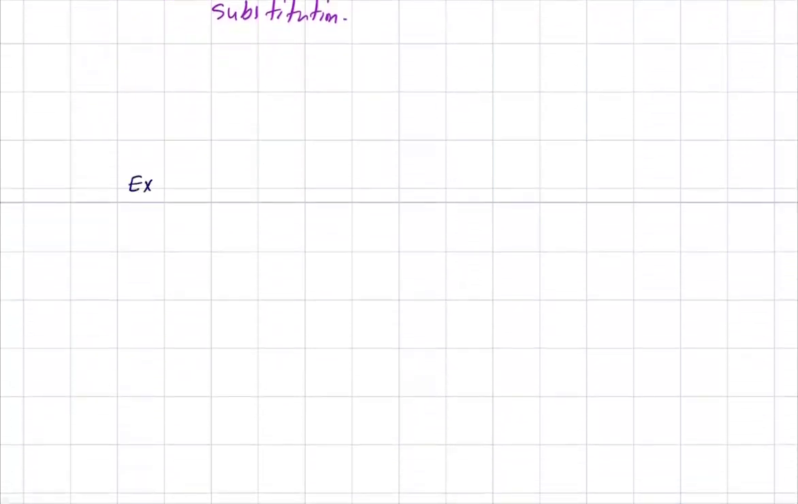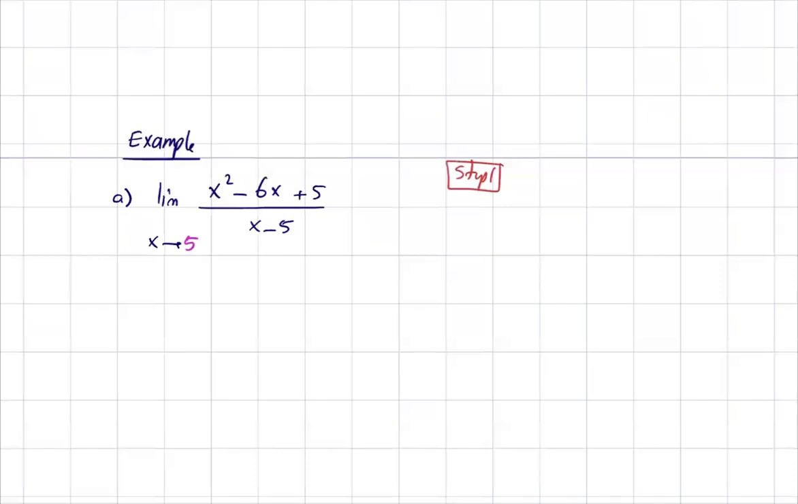Example. Here I ask you to find the limit of, let me just not add any parentheses right now, x squared minus 6x plus 5 divided by x minus 5 as x goes to 5. Well, okay. In step 1, we're going to use direct substitution. If we get a number, then we're fine.